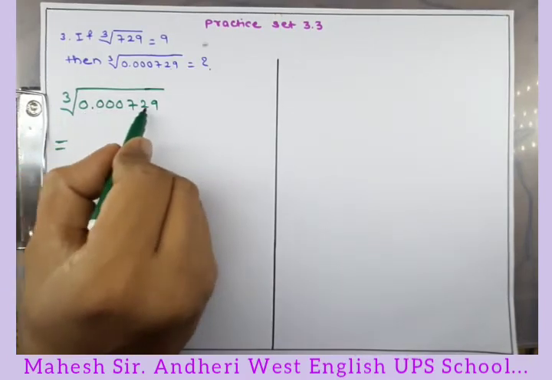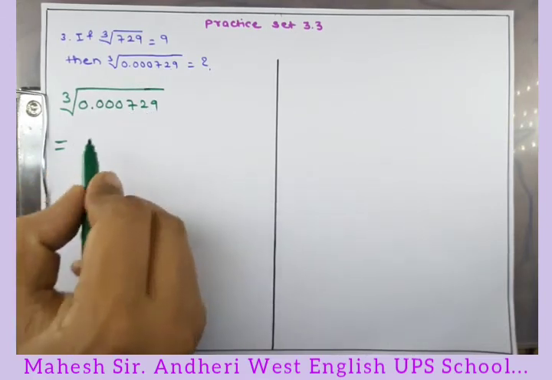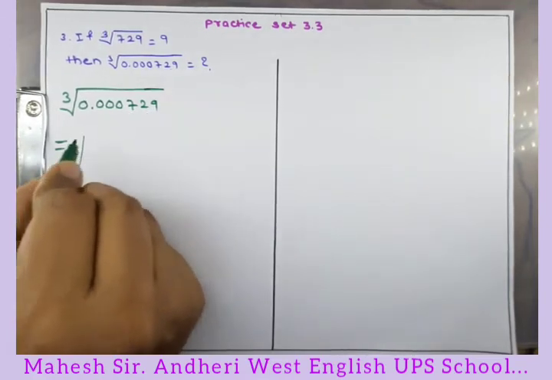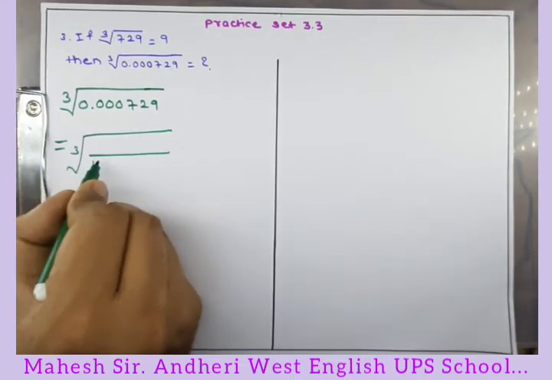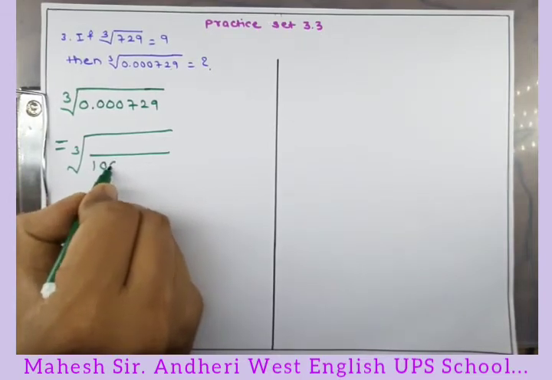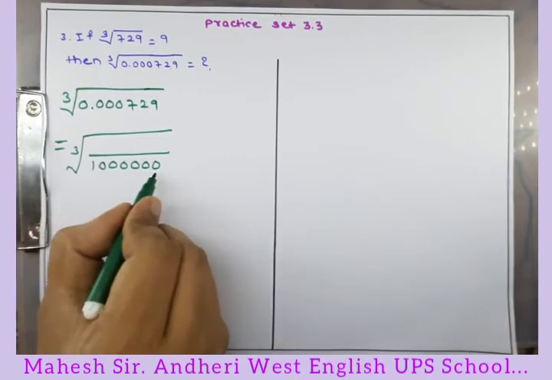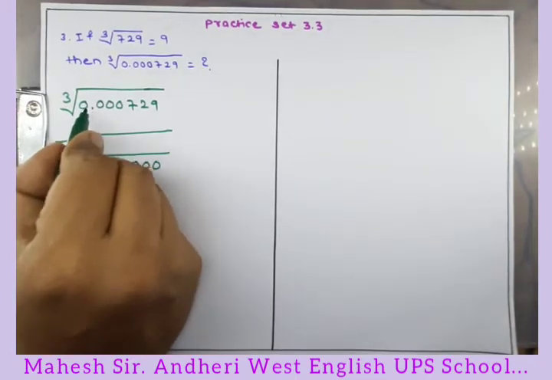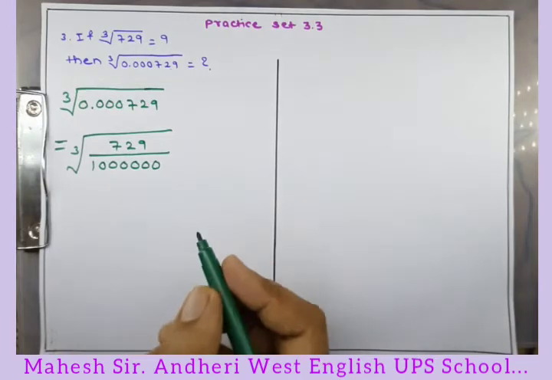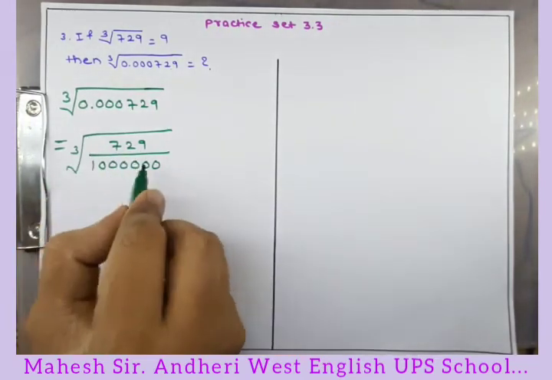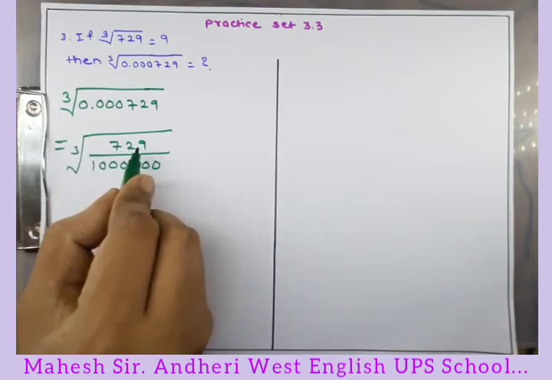So after the point, right, 1 2 3 4 5 6, 6 digits are there, so we'll divide it by 1, then after it 6 zeros will be there, 1 2 3 4 5 6, right, and since we are dividing by this number, we have to remove the decimal point, so the number will be 729, right. Then we have to find out the cube root, we know the cube root of this, that is cube root of 729 will be 9.